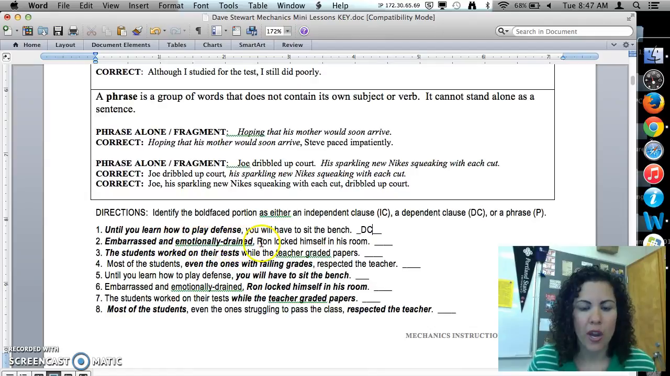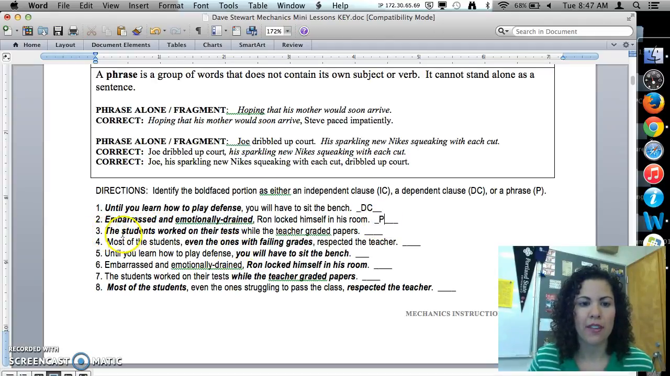Embarrassed and emotionally drained, Ron locked himself in his room. Yeah, that works because Ron is my subject, locked himself in his room, right? That's my verb, he locked. And here I have a comma, embarrassed and emotionally drained. If that was a period, that would not work. So this, embarrassed and emotionally drained, has a verb but no subject. Because I have no subject, it would just be a phrase.